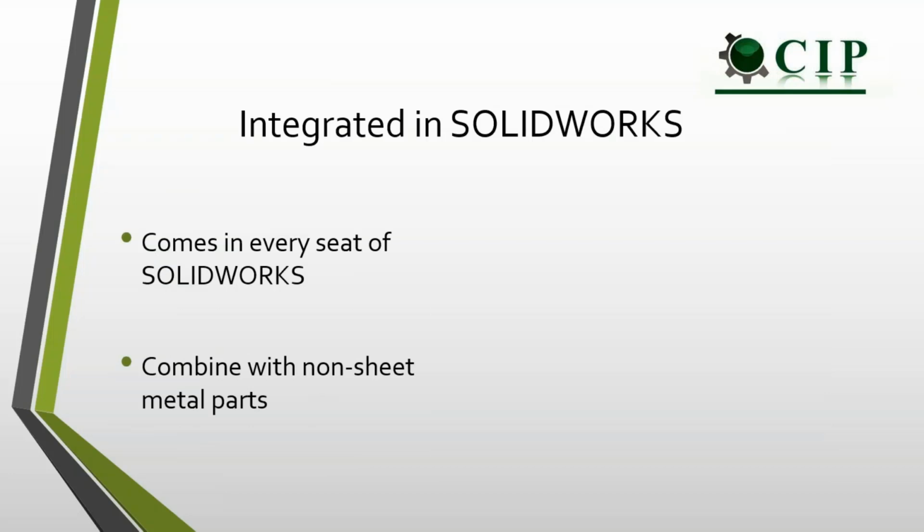Now, going on and looking at sheet metal and how it's used in SOLIDWORKS, it's completely integrated in SOLIDWORKS. It comes within every seat, whether it be standard, professional, or premium, or office. It's in every single one of them. And it easily combines with your non-sheet metal parts. So if you're doing weldments, or if you're making parts through the traditional method without any of these modules, you can combine sheet metal to make multi-body parts or assemblies or what have you.